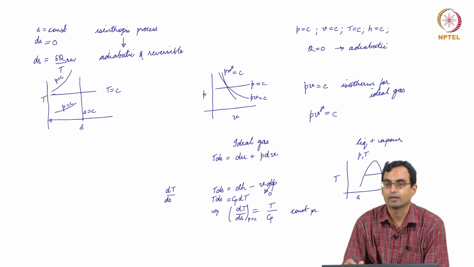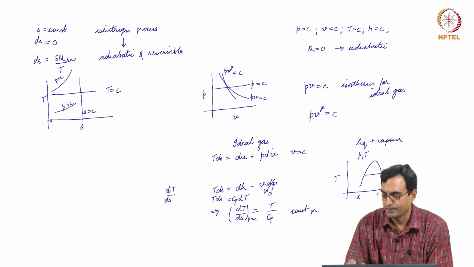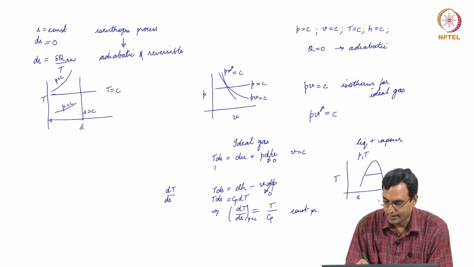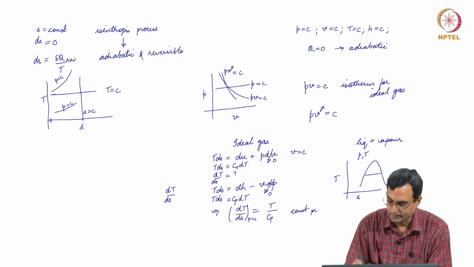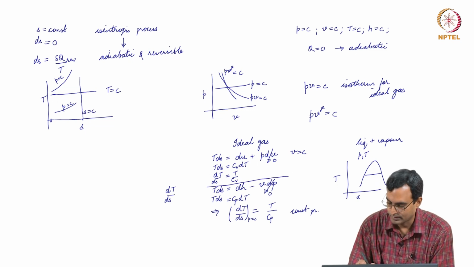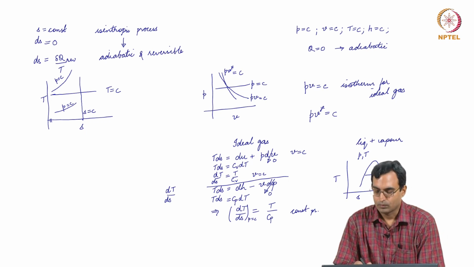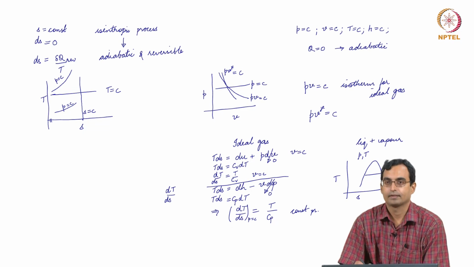We can see what happens for a constant volume process. If I am looking at a constant volume process, then I will use this equation here, because this has PdV and I know dV is 0. So, then I have TdS is dU. In a similar fashion, for an ideal gas, I can write this as Cv dT, and what I am interested in finding out is dT by dS, which is essentially T by Cv. This is at volume equal to constant. The slope of a constant volume line on a TS diagram for an ideal gas is T by Cv.